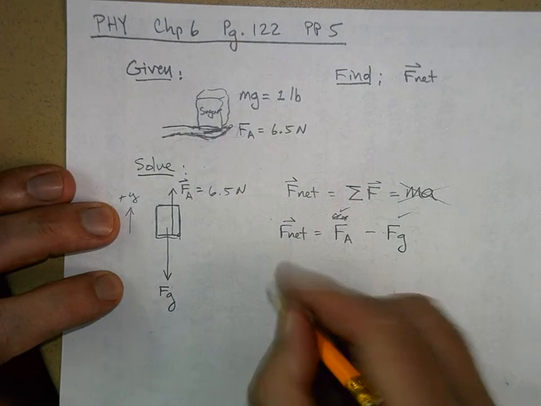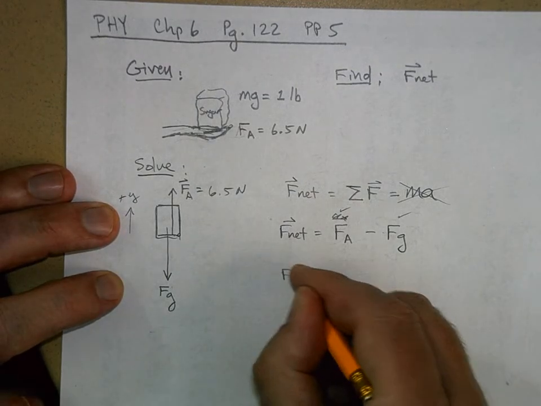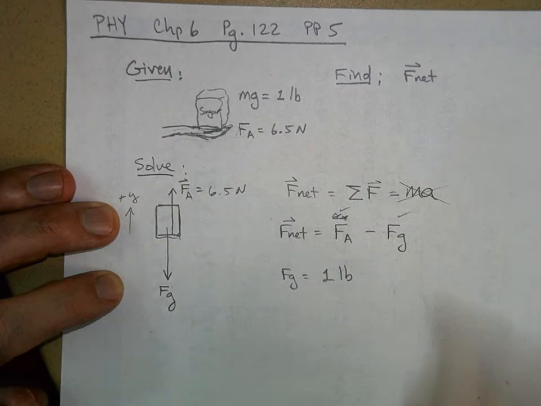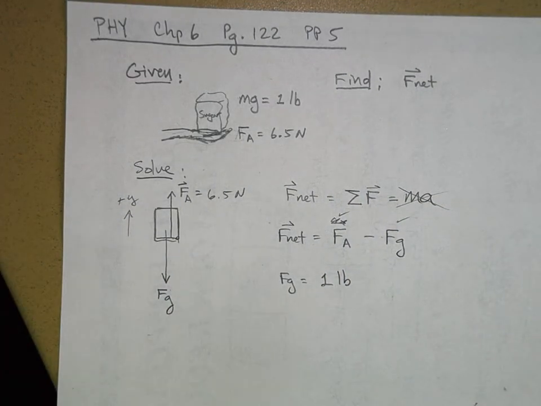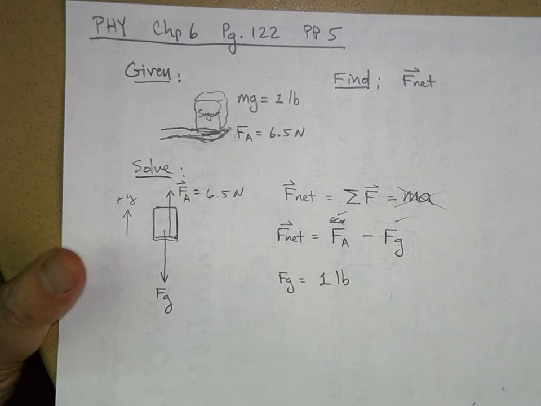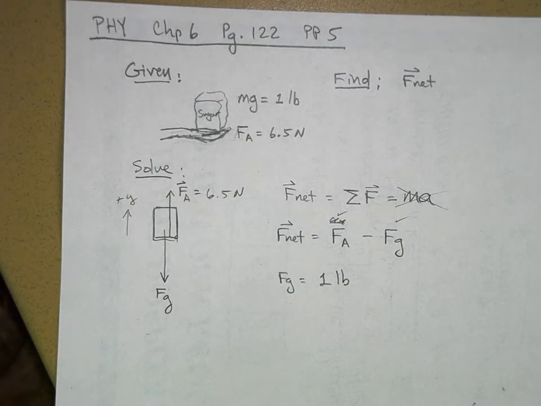Well, the pull of gravity is equal to 1 pound, that's the weight of the object. Remember, your weight is a force, and it's the force that Earth pulls down on you with. Okay, so it's 1 pound. Well, I don't know, did you look up the conversion factor between pounds and newtons?